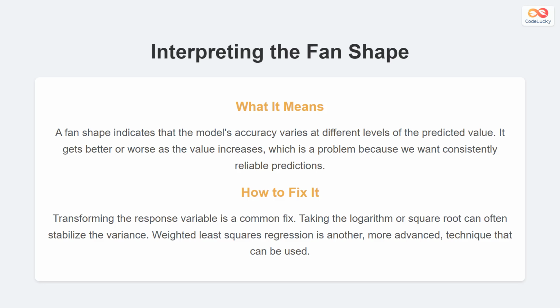When you see a fan shape, it means your model's predictive accuracy is inconsistent. We want our models to be consistently reliable across all values. A common way to fix this is by transforming the response variable, often by taking its logarithm. This can help stabilize the variance and make the model more dependable.